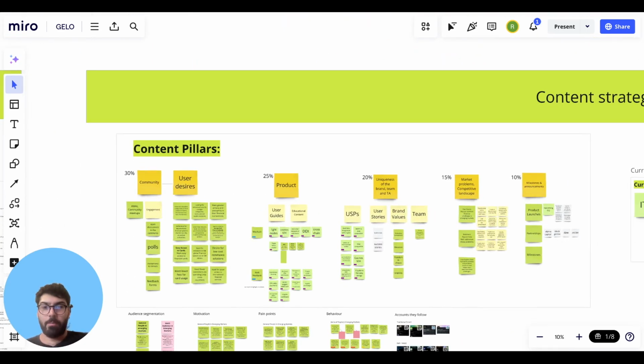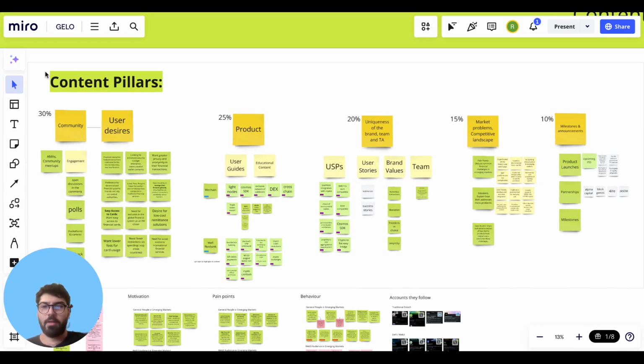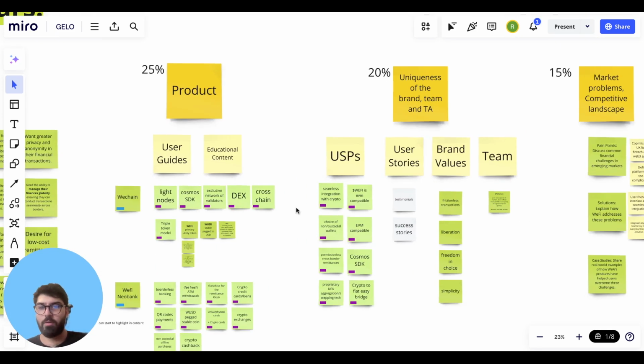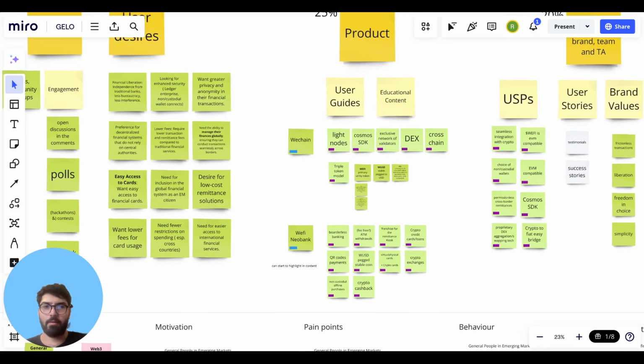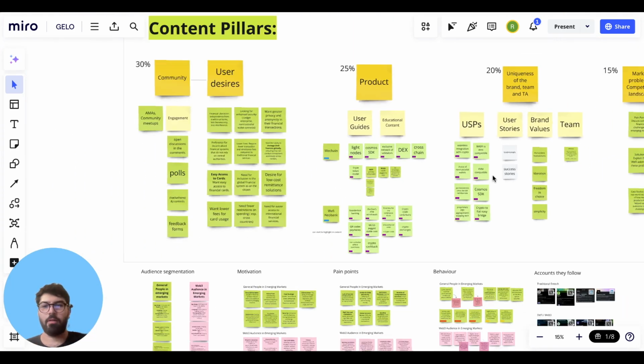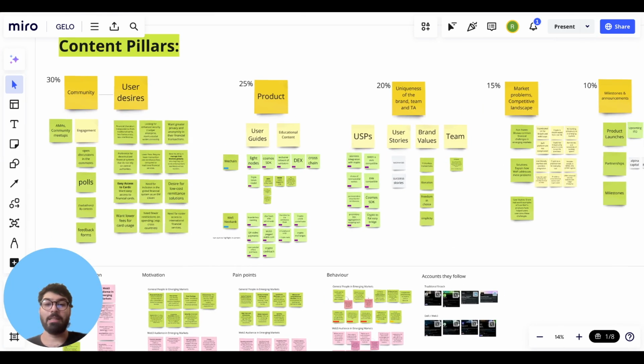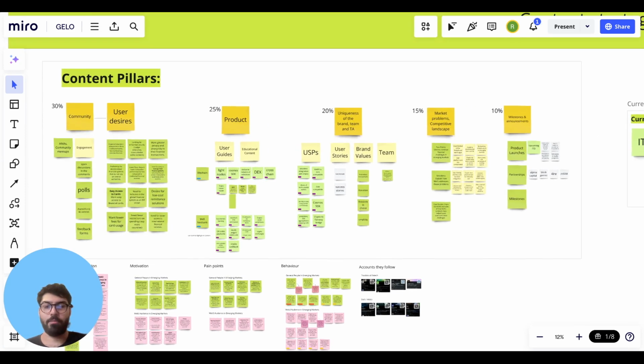Thirdly is content pillars. So again, we've mapped them out as such: community, user desires, product, uniqueness of the team, market problems and competitive landscape, and announcements and milestones. And again, within each one, some details on the products, and all the details that the creator would need to go ahead and create content.